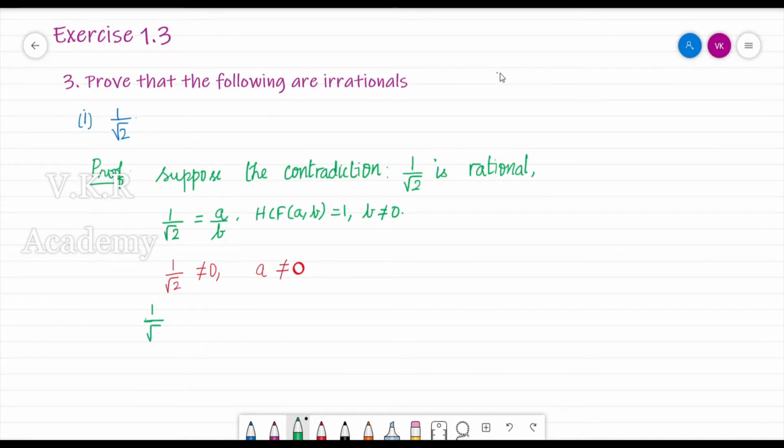Since both a and b are non-zero, the reciprocal of 1 by root 2, that is root 2, exists. So it is equal to b by a. This implies root 2 is rational, which is a contradiction.